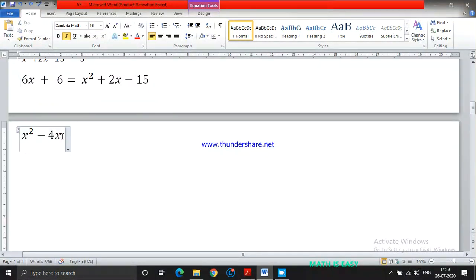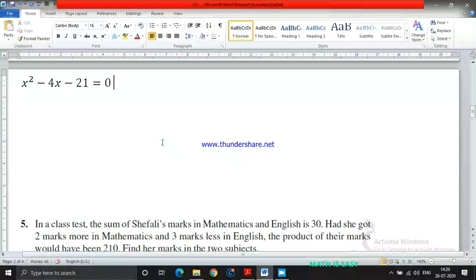Here I have to write minus 21 is equal to 0. So you have to find the factors of minus 21, whose sum has to be minus 4. So minus 7 into 3: minus 7 into 3 is minus 21, and minus 7 plus 3 is minus 4. So use this factorization and find the values of x.